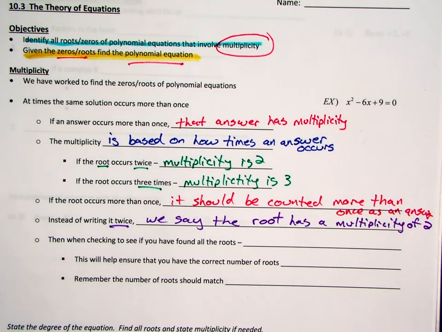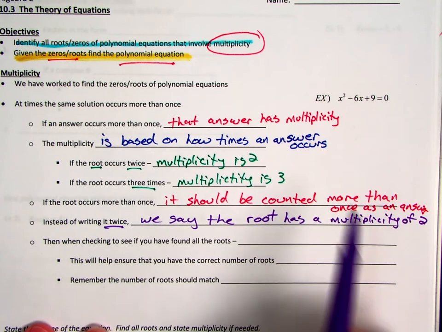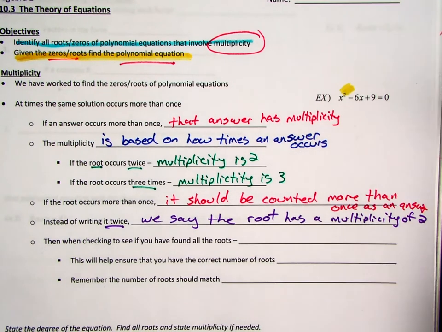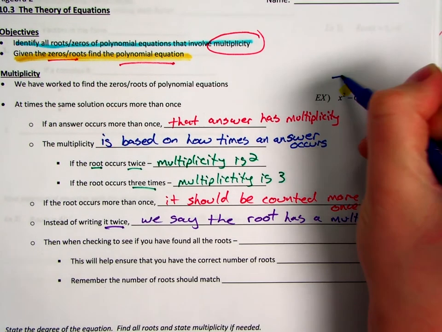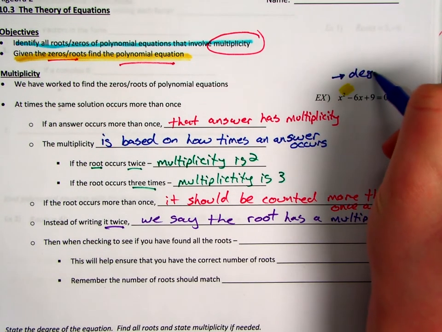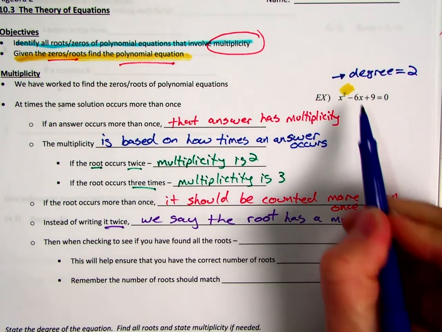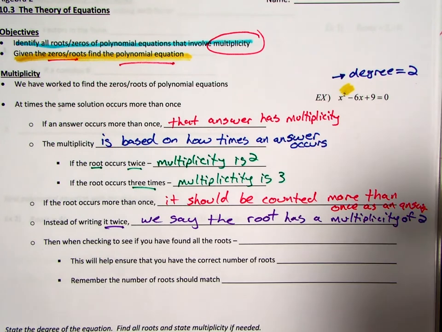So let's pause there for a moment and just try that example that we see up here in the corner. So like before, the very first thing I would do is try to find my solutions. Before I find my solutions, I like to identify how many solutions I need to find. Since my highest exponent is 2, my degree is 2, which means I need to have 2 solutions at the end because the degree is based on the highest exponent.